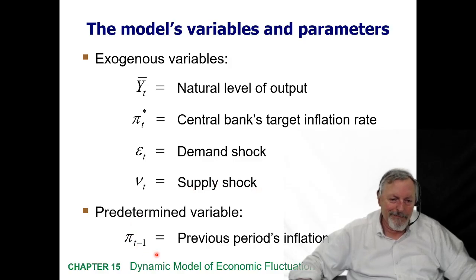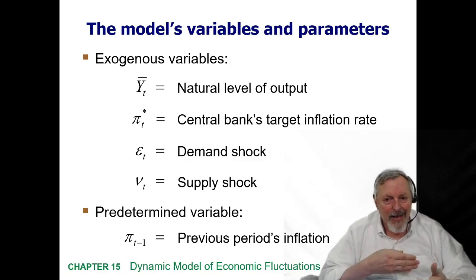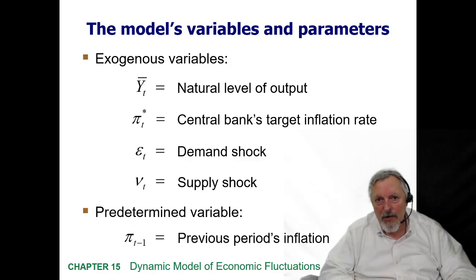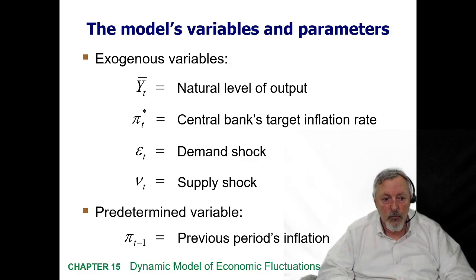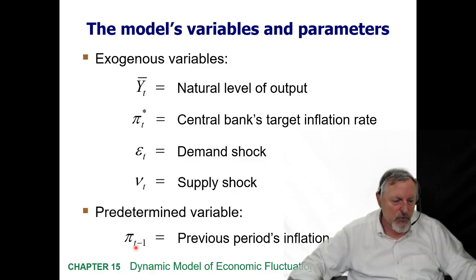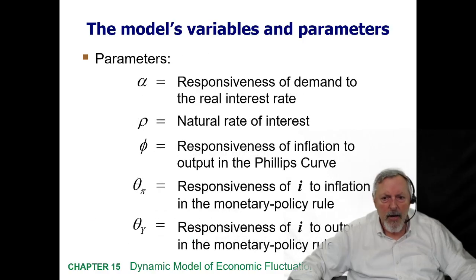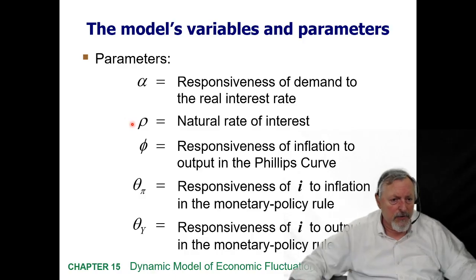There's one, calling it a predetermined variable is fine, I suppose. The model has to start in some time period. No matter when it starts, as an input to the model, it has to include what inflation was last time period. So this is sort of an initial variable that you have to put in. All right, parameters. Alpha, responsiveness of demand to the real interest rate. This is Greek rho, the natural rate of interest.